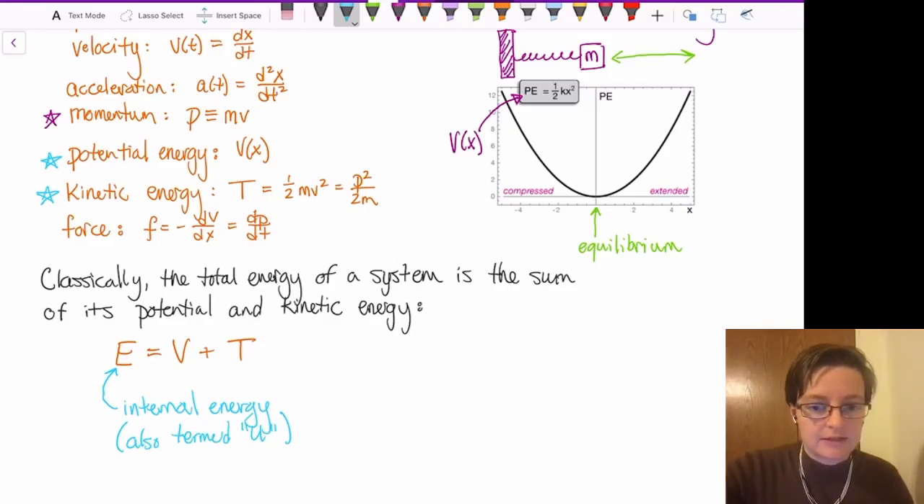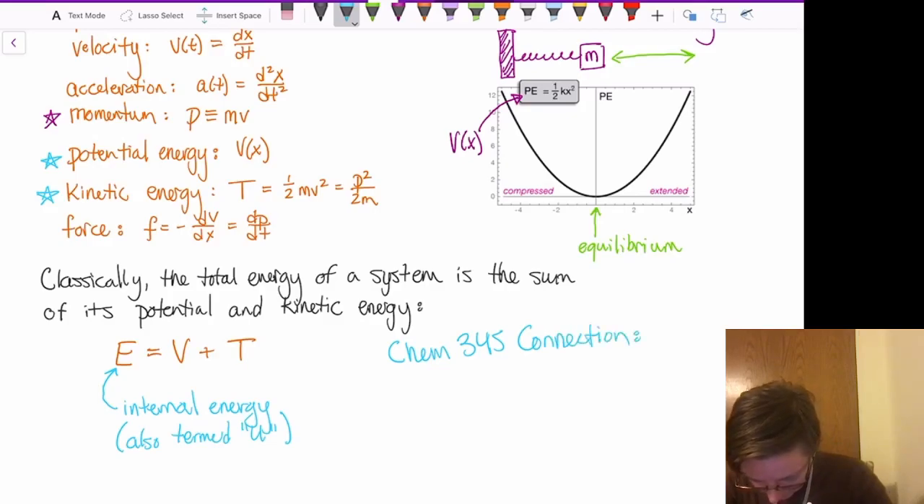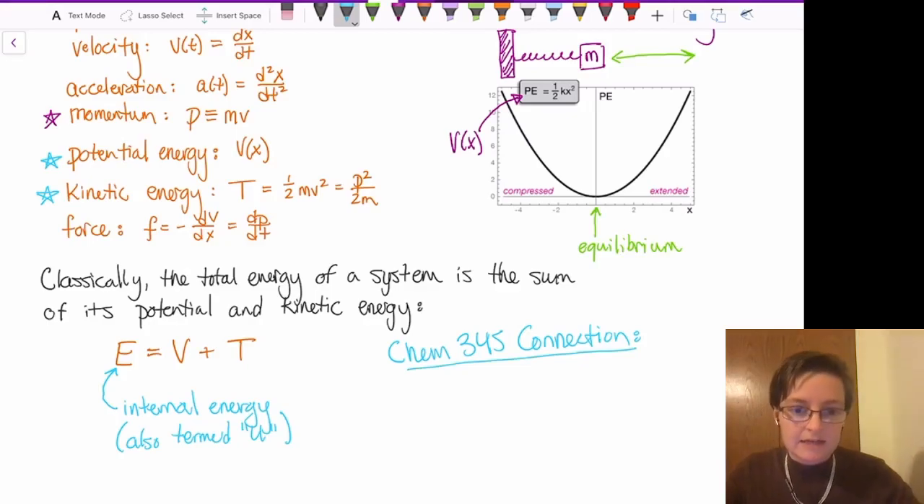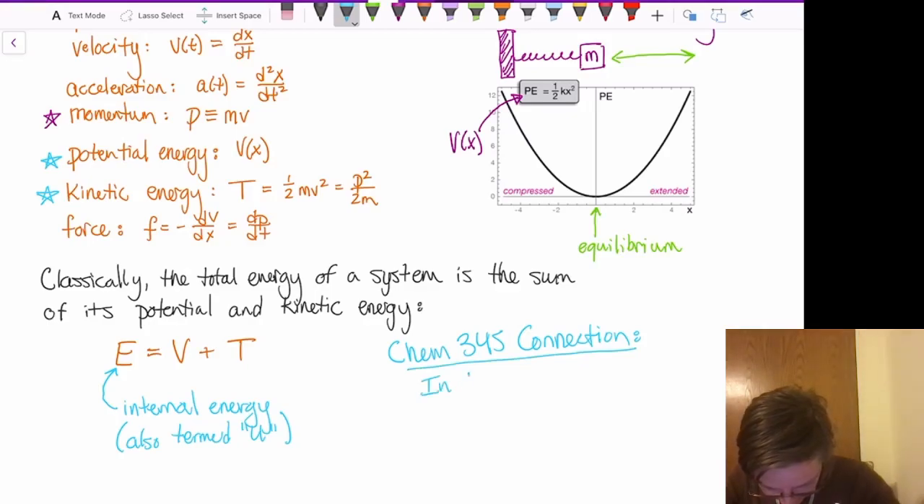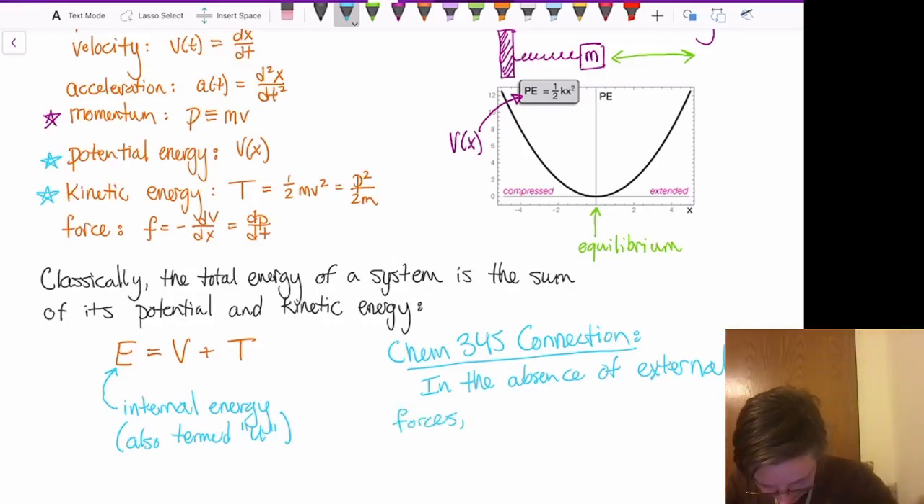So again, just to put that in writing, our chemistry connection is that in the absence of external forces, so it's not as if I'm pushing or pulling on the spring, I'm just leaving it be, systems tend to minimize their potential energy.